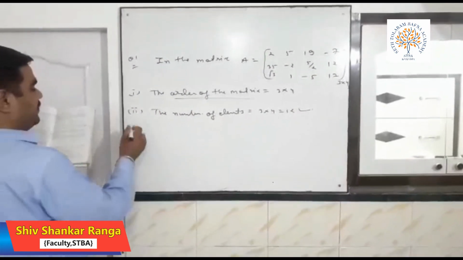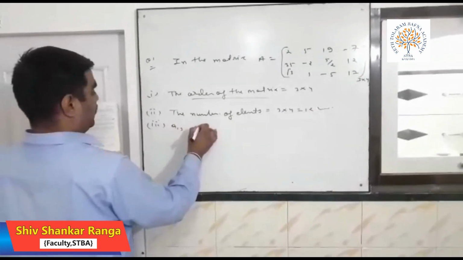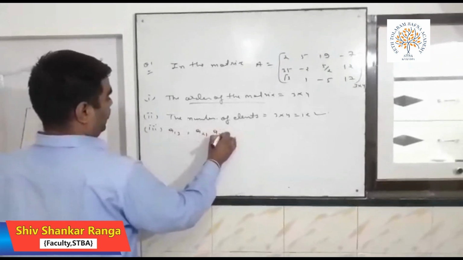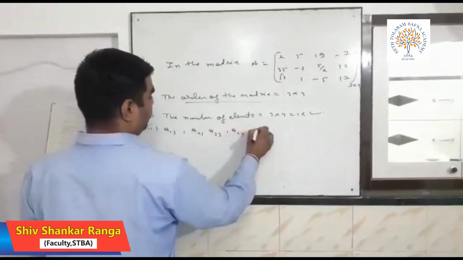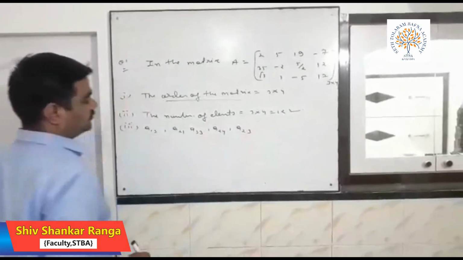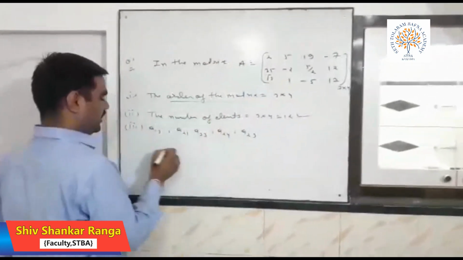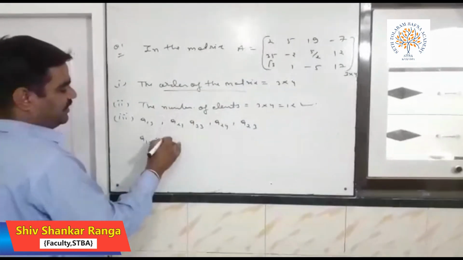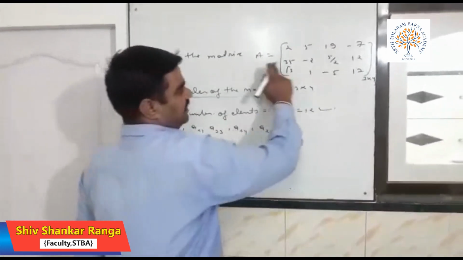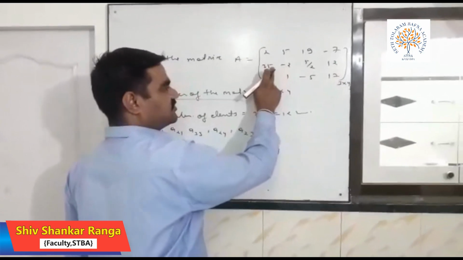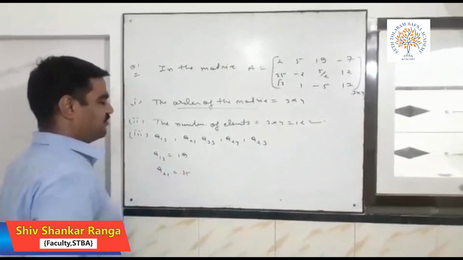Question number third. Find A13, A21, A33, A24 and A23. A13: A11, A12, A13. Then A13 is equal to 19. A21, second row and first column. Then A21 is equal to 35.